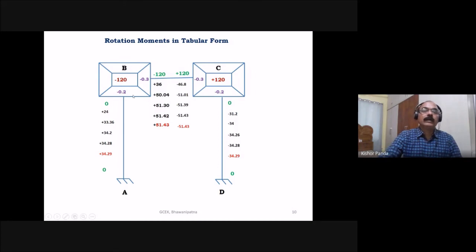Again you go for the third cycle and go to joint B and find out the third value, M dash BA and M dash BC. Then go to joint C and find out the third value. M dash CB is equal to minus 51.39 and M dash CD is equal to minus 34.26 in the third cycle.